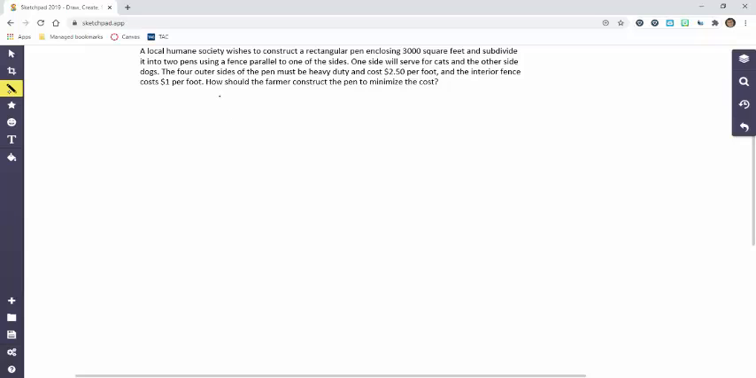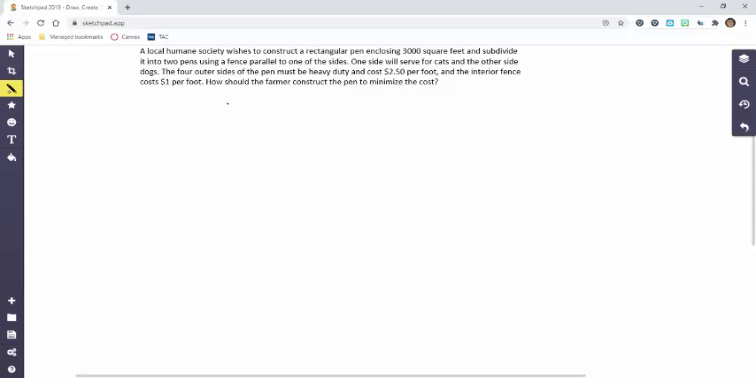Alright, so we got this problem. A local humane society wishes to construct a rectangular pen that encloses 3,000 square feet and subdivide it into two pens using a fence parallel to one of the sides. One side will be reserved for cats, the other side for dogs. The four outer sides of the pen must be heavy duty and cost $2.50 per foot, and the interior fence costs $1 per foot. How should the farmer construct the pen to minimize costs?